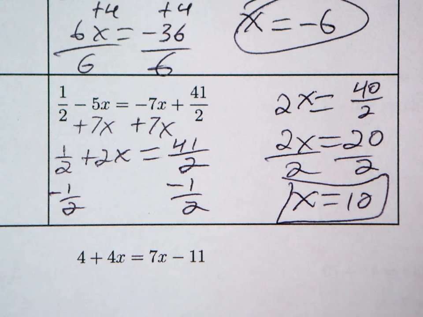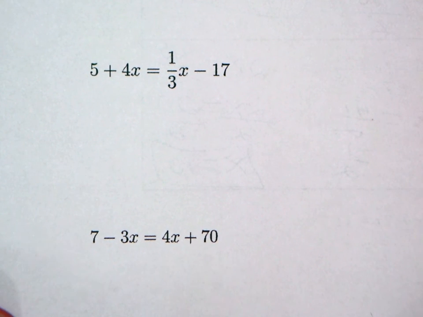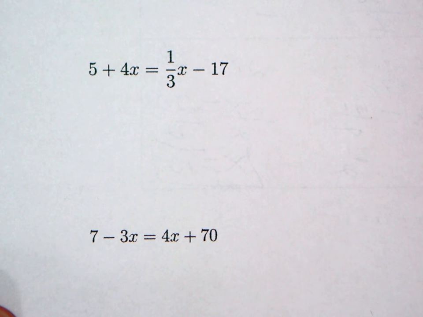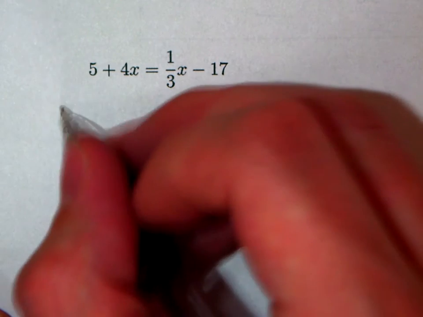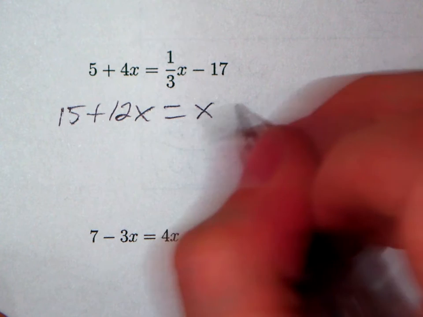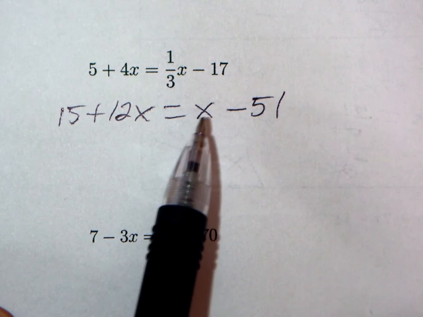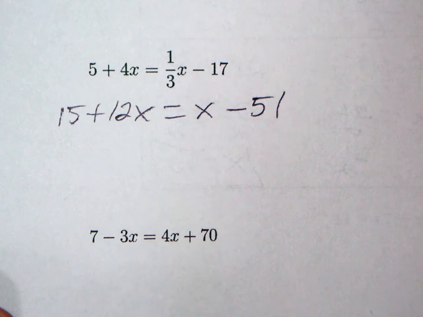Sometimes the fractions won't be that easy to subtract, and there's another method. Such as, on the back here, if I wanted to cancel out this coefficient of 1/3 to get rid of all the fractions, I can simply multiply every single term by 3. So this becomes 15 plus 12x equals x minus 51. I avoid the fraction 1/3 by multiplying each term by 3.